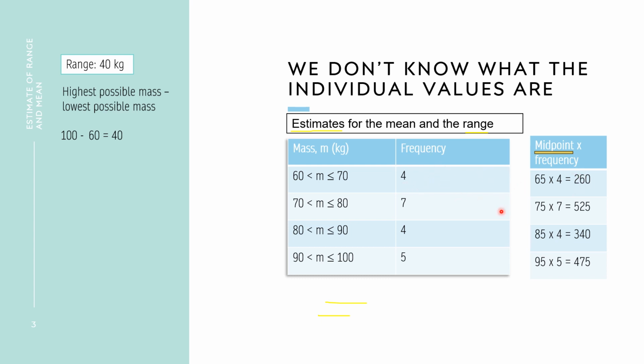Now do this for all 4 rows, and you get the product right here. Add the products together, and you'll get 1,600. And then you have to divide this by the total number of students, which is 20. So 1,600 divided by 20, you'll get 80. Hence, the mean for this data is 80 kilograms.